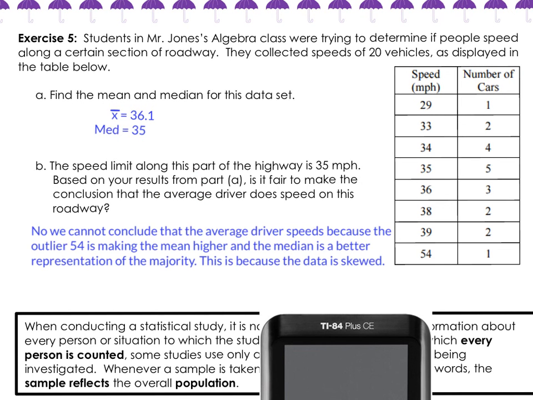So most of the drivers are actually around 35 based on our data. So I just wrote out that no, we cannot conclude that the average driver speeds because the outlier 54 is making the mean higher and the median is a better representation of the majority. This is because the data is skewed.